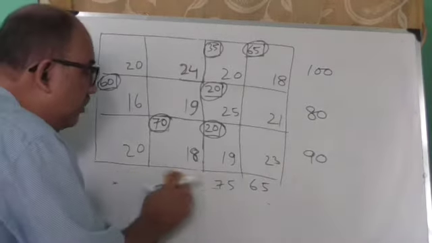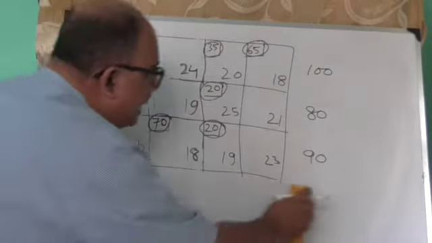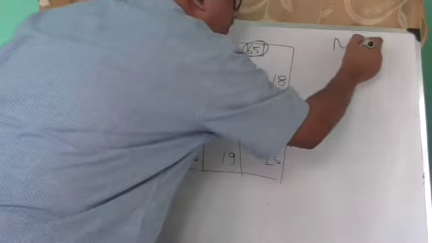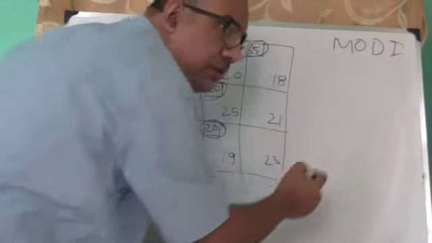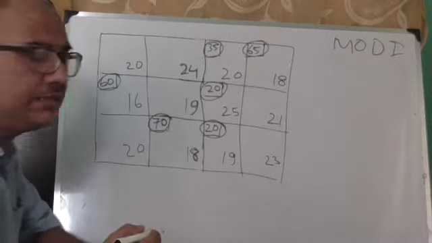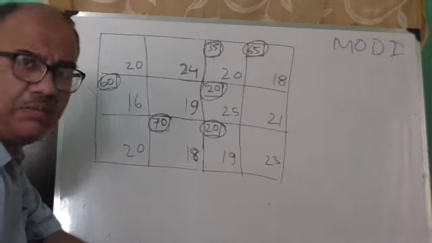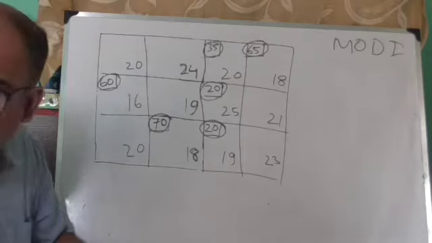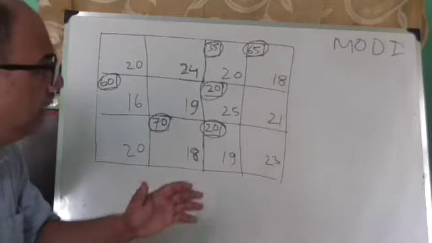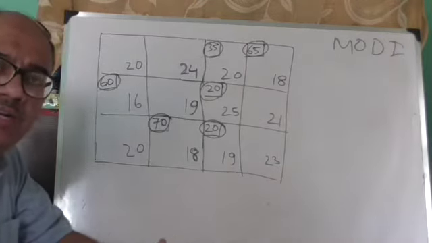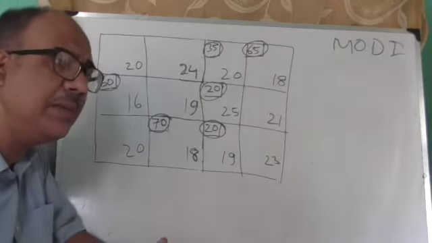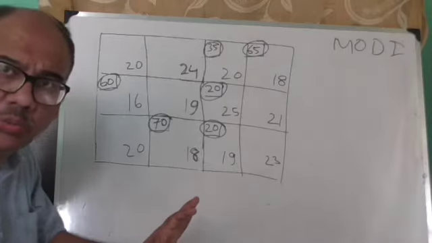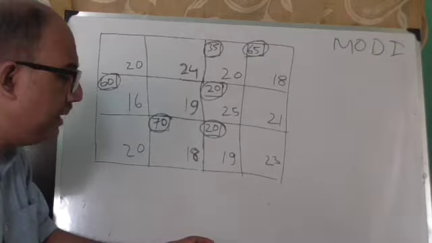The method that we will be using for the optimality test is called the MODI method, M-O-D-I. MODI method is the modified distribution method. There are several methods available to check optimality. Another method that we have is the stepping stone method, but we will discuss only the modified distribution or MODI method for doing the optimality test.